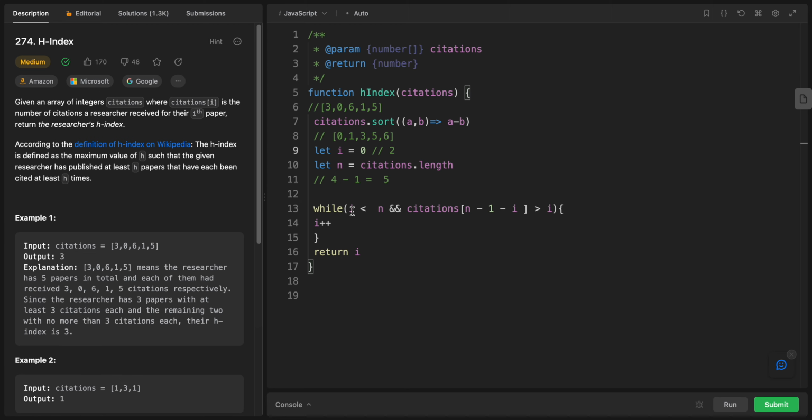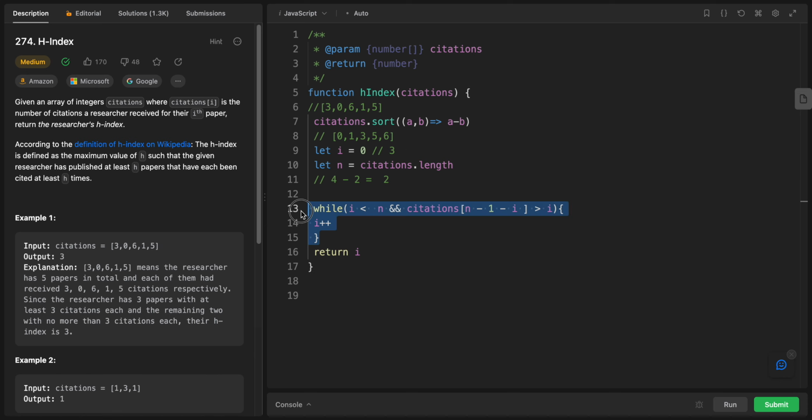I is less than n, yes. If citation of the index n minus 1 minus I is bigger than I. So let's see. n minus 1 is 4 and I is 2, so the index will be 2, and the value will be 3. So 3, yeah, 3 is bigger. So plus plus, so I will be 3.